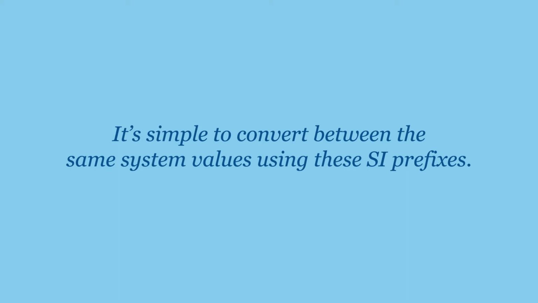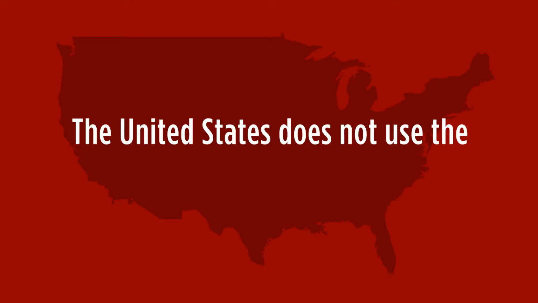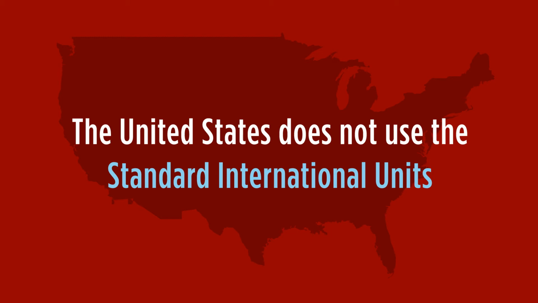What you'll also have to do is convert between unit systems. The conversion between unit systems is a little bit more complex, and we will need some conversion factors. The reason we need to convert from SI units to another system is that science uses SI units for the most part. There are other disciplines that do not follow the SI unit system. In fact, the United States does not use the standard international units.